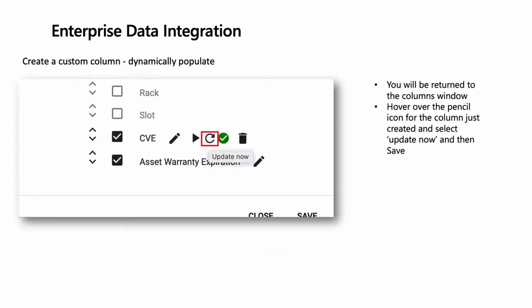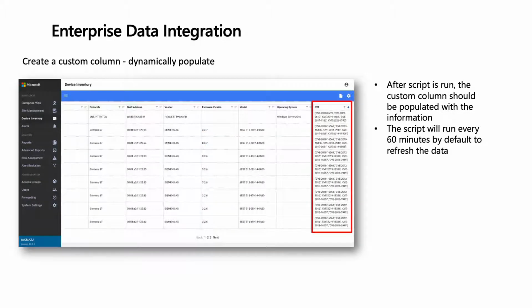Once it validates the test, I can come back over to the CVE column that I just named, hover over the pencil, and have the system update it now rather than wait for the normal cycle, which would be once every 60 seconds by default. Once it updates, you can go back to your device inventory and see the column now freshly populated with data. Let's take a look at the tool, see what it looks like within the Central Manager.